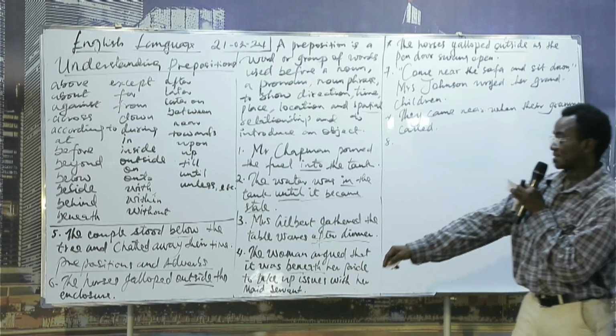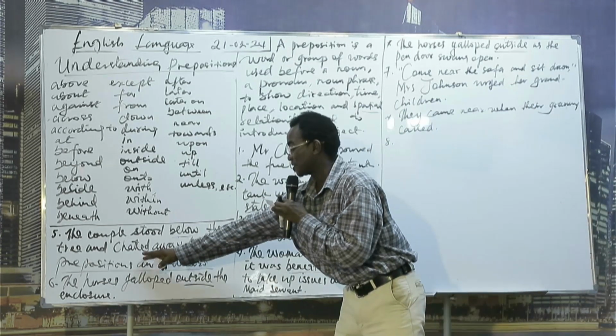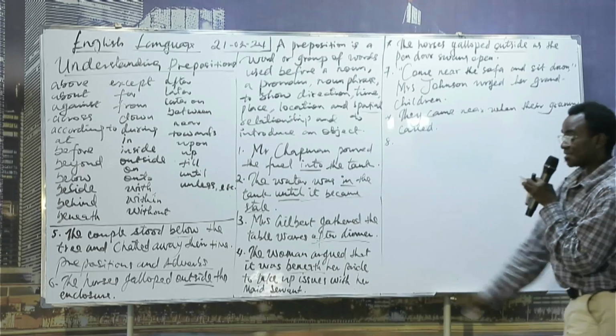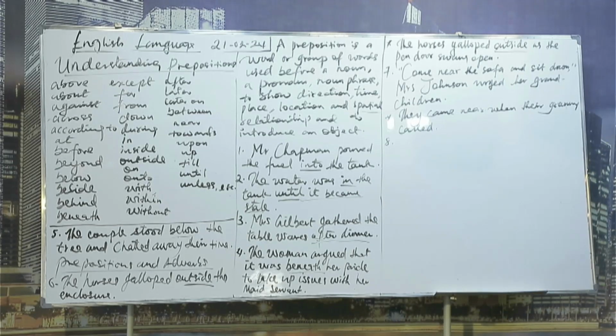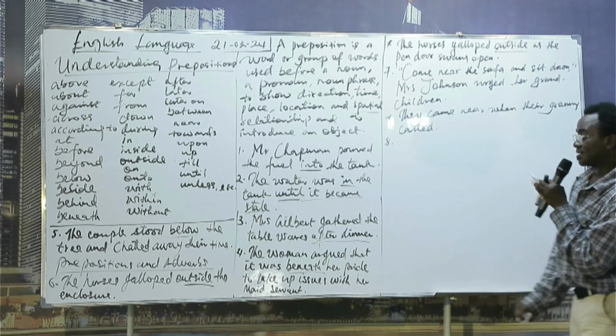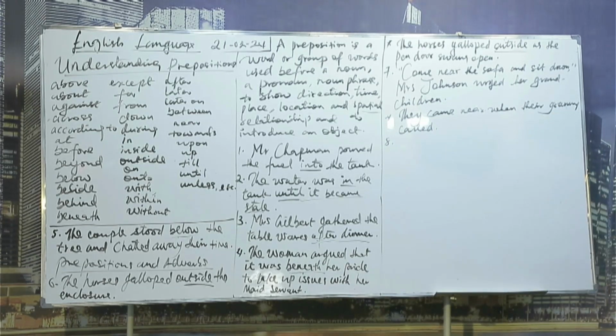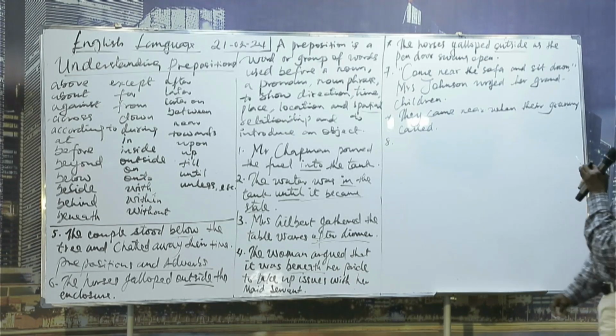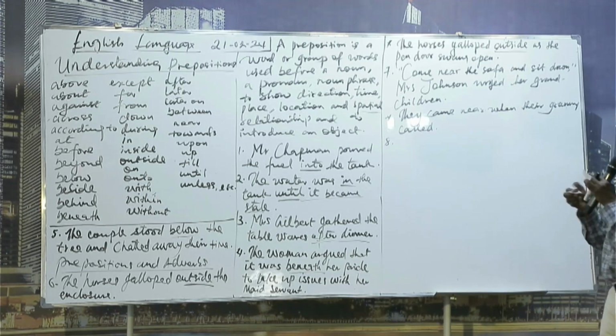And then number 6 here says, okay, we have prepositions and adverbs. Then 6 says, the horses galloped outside the enclosure. Horses, galloped. The other one is outside, and then the enclosure. I'm going to read these ones later on.